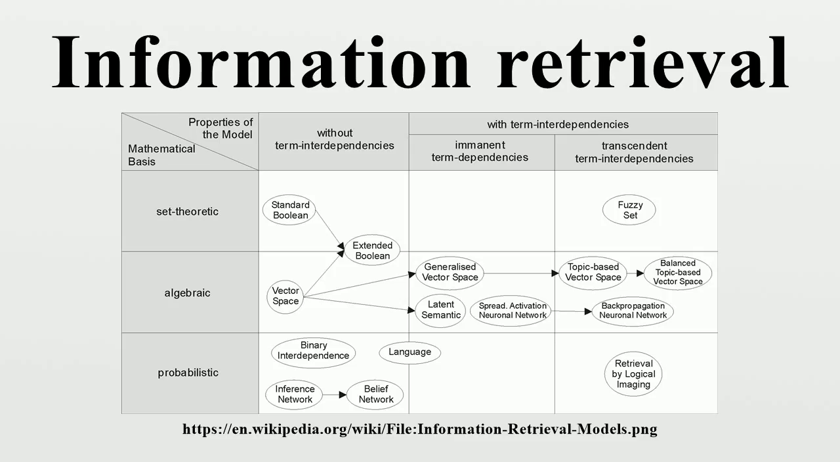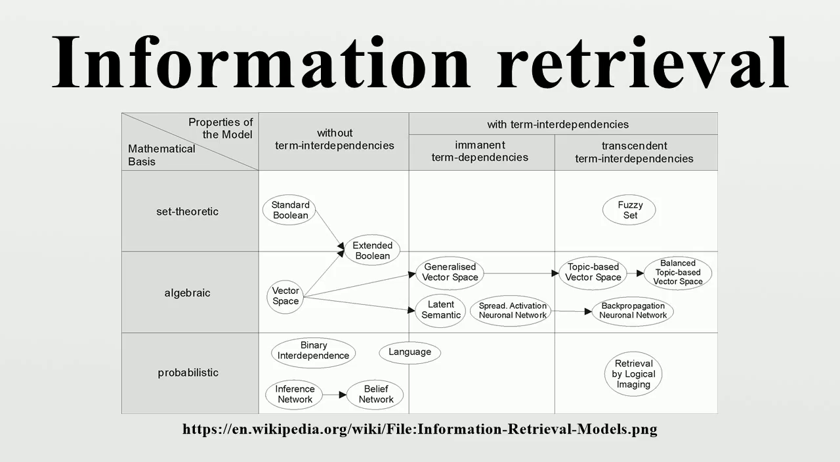First dimension: Mathematical basis. Set theoretic models represent documents as sets of words or phrases. Similarities are usually derived from set theoretic operations on those sets. Common models are standard Boolean model, extended Boolean model, fuzzy retrieval.